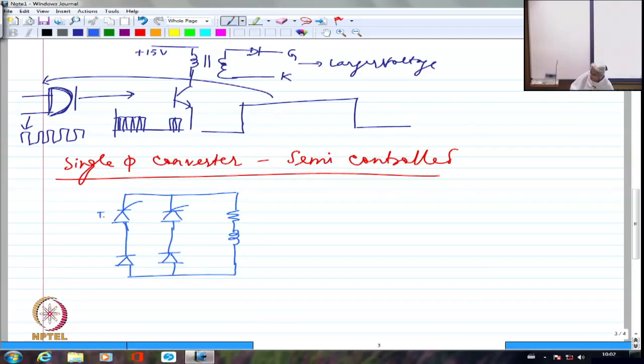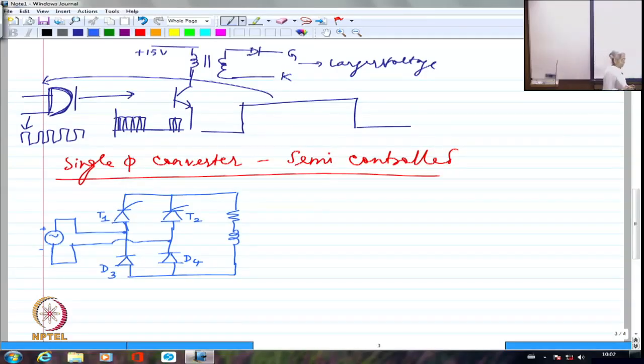So let me call this T1. Let me just adhere to the same numbering, so I would call this D4. And this is T2 and this is D3, and I am going to have the power supply connected here. Right? Let us see now what happens.